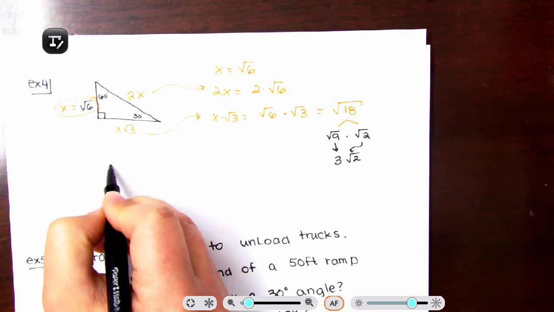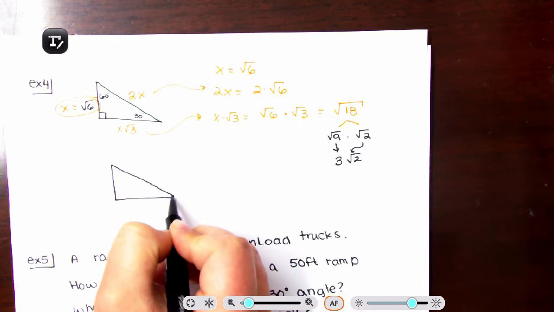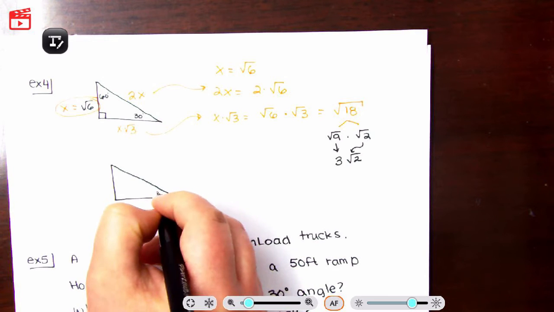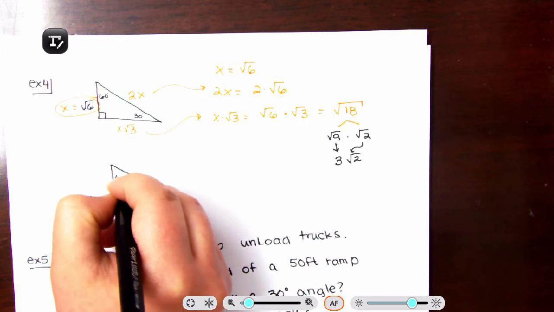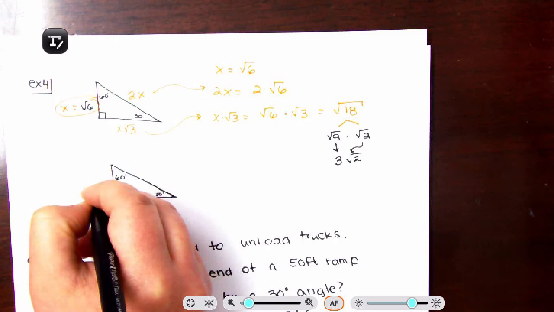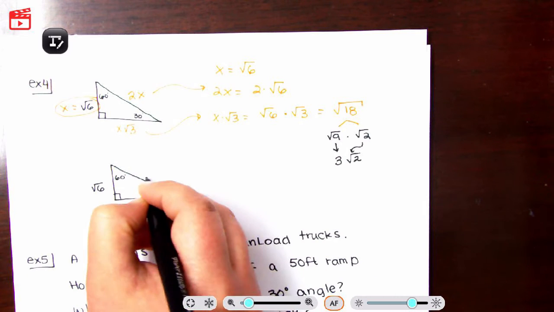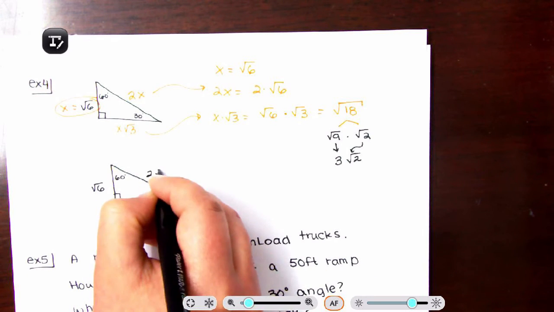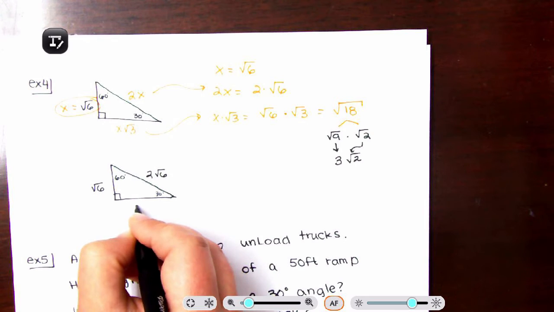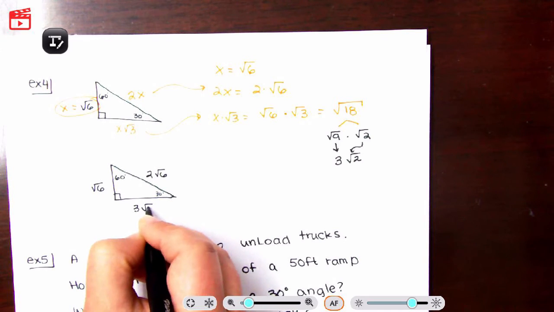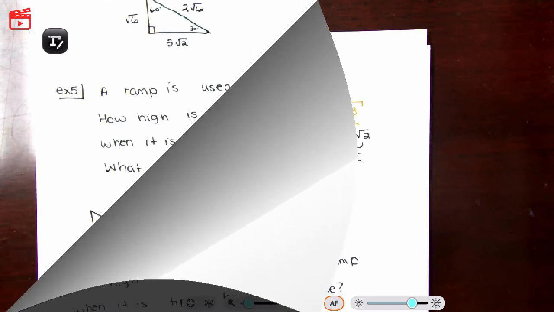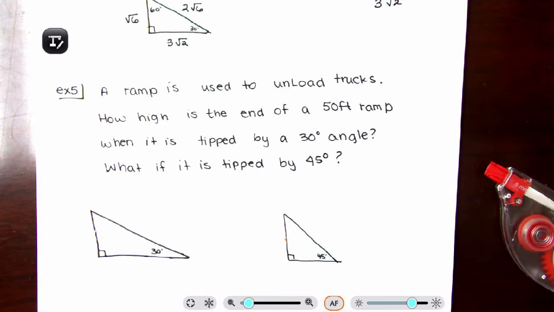So I'm going to draw up the triangle one more time, so that way we can identify our things. Here's 30 degrees, here's 90, here's 60. Given to us is this square root of 6. Hypotenuse ends up being 2 times root 6, and the long leg ends up being 3 times root 2. Moving on to example number 5. This is going to be our last example before we wrap up this video.